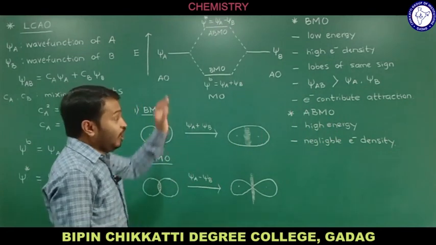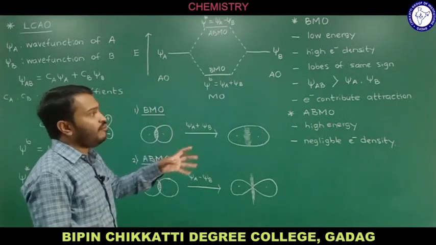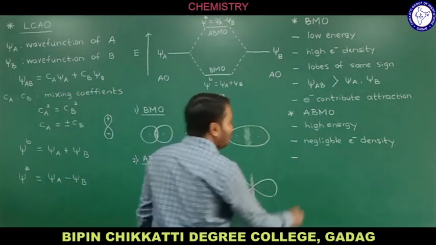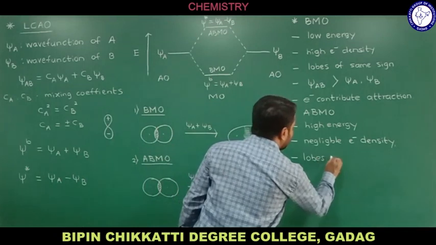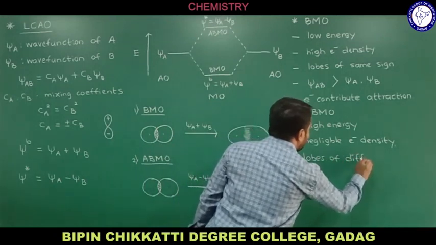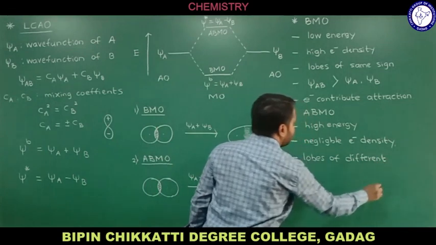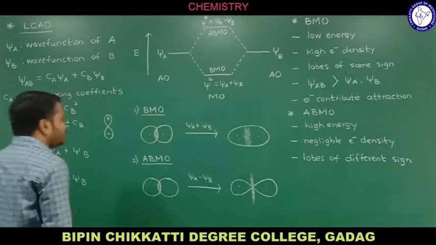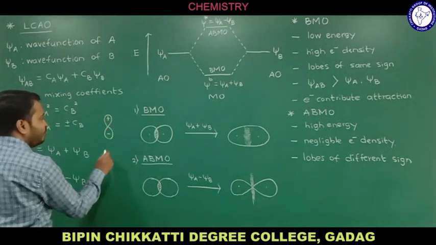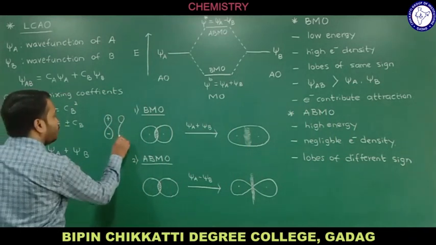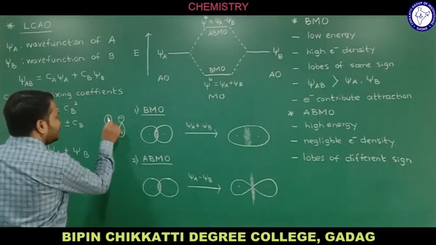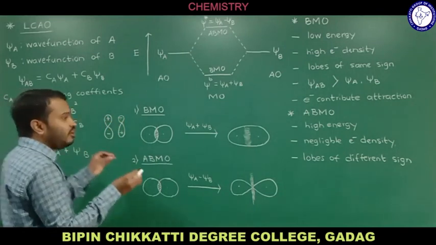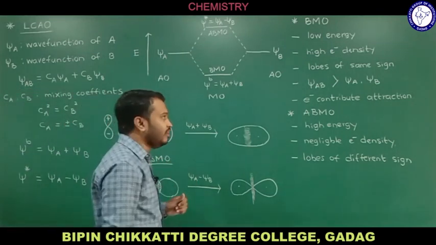of node. If the lobes of same sign overlap, we get bonding molecular orbital. When you have two lobes of different sign, remember that, there will be a formation of antibonding orbital. So here we have a plus and a minus, and if you consider one more p atomic orbital which is a minus and plus, so we have two lobes with different signs. So in this case there will be a formation of ABMO, antibonding molecular orbital.